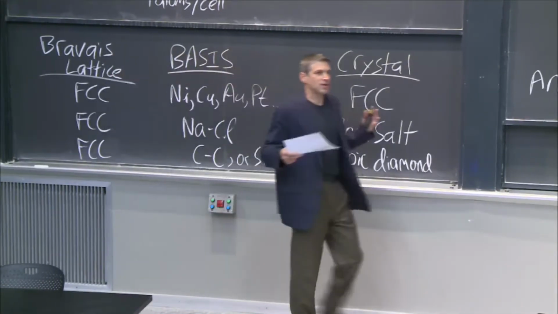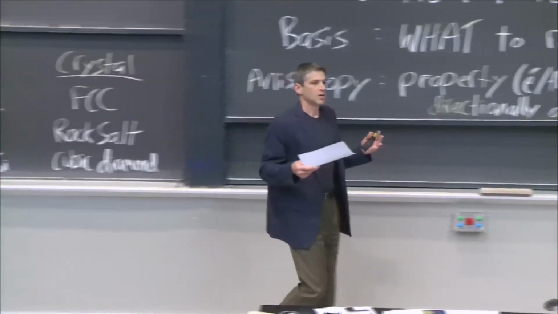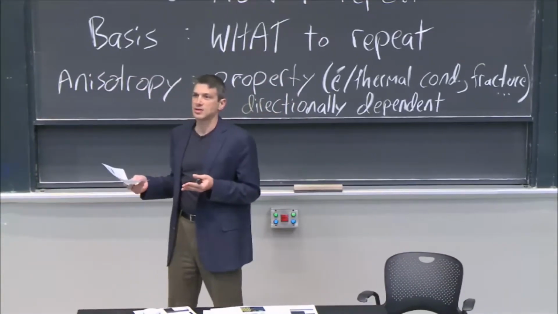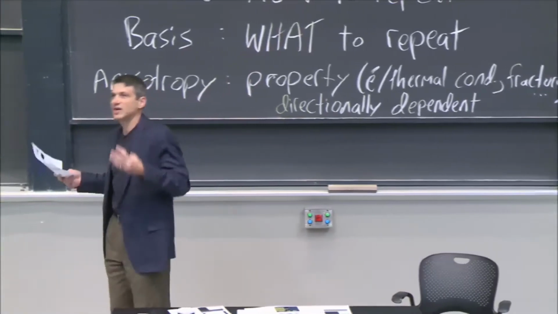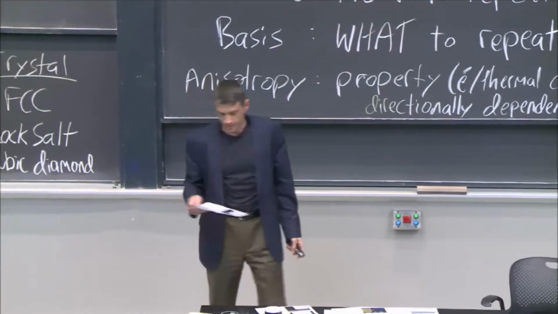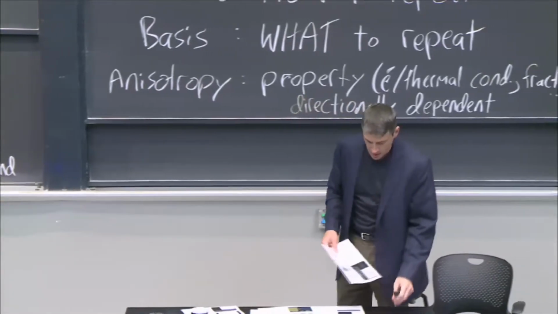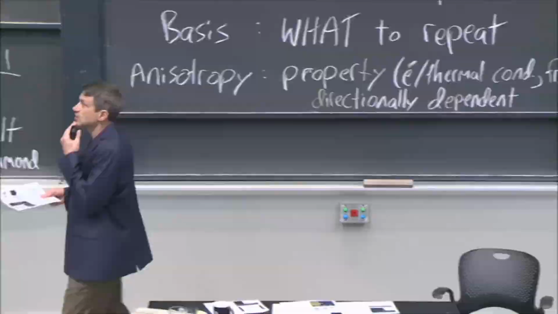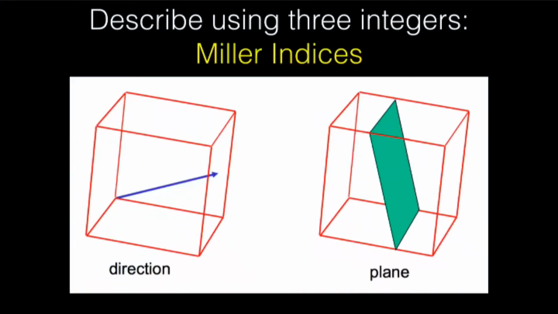But I now need a way to specify where I am in a crystal and maybe how the crystal cuts, right? I need a way to talk about directionality in these crystals. And that's the topic for today. All right, so to jump to the punchline, there's these things called Miller indices. That's what we're going to learn today. Miller indices, and they describe direction and cuts, planes, okay?